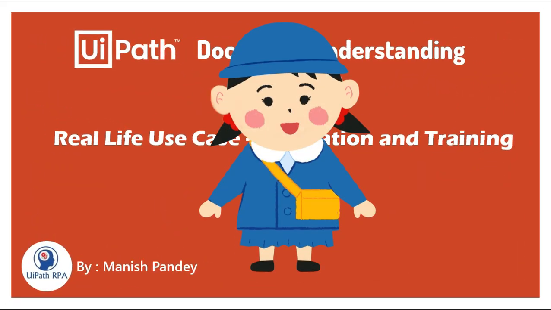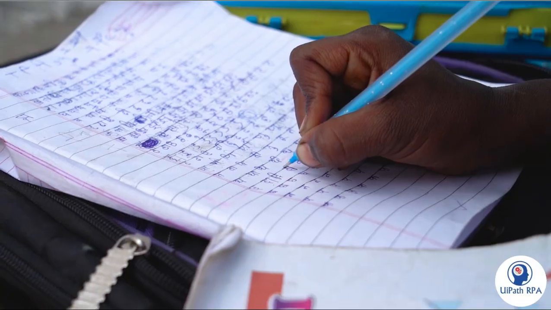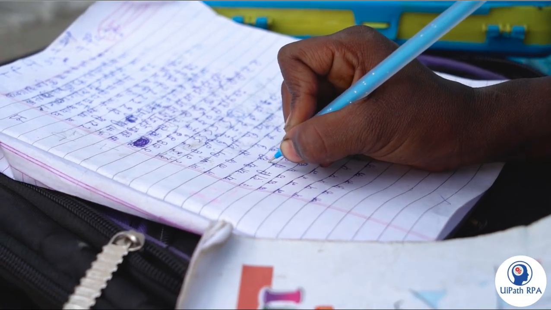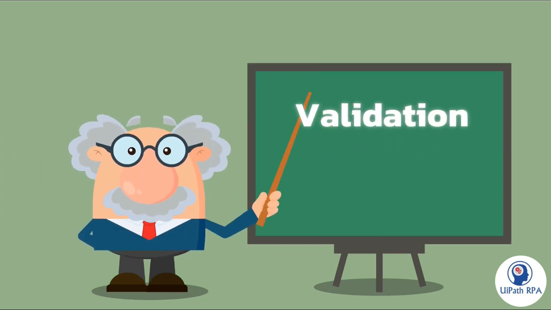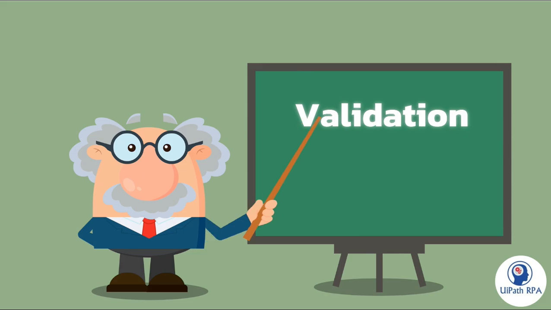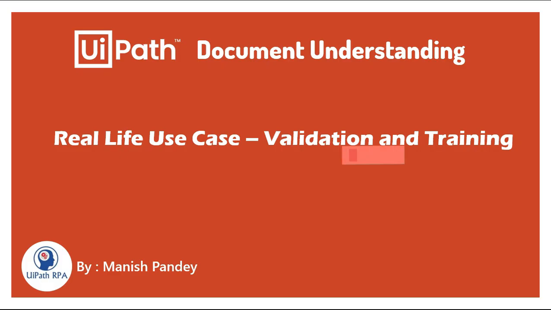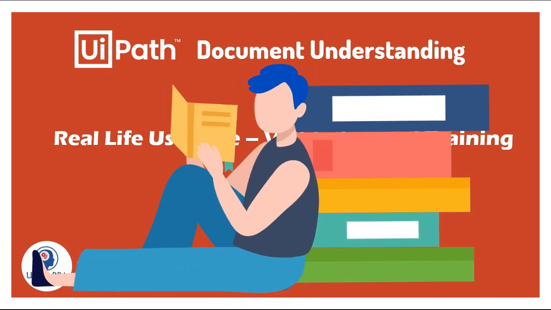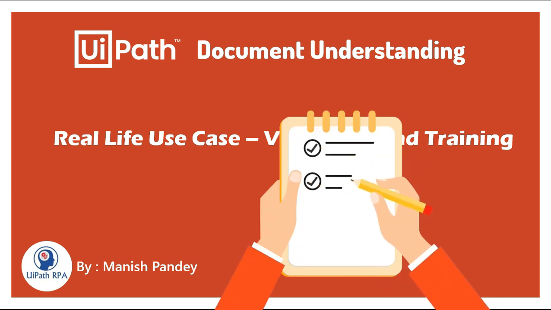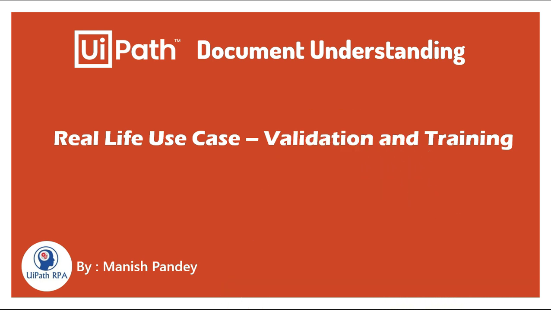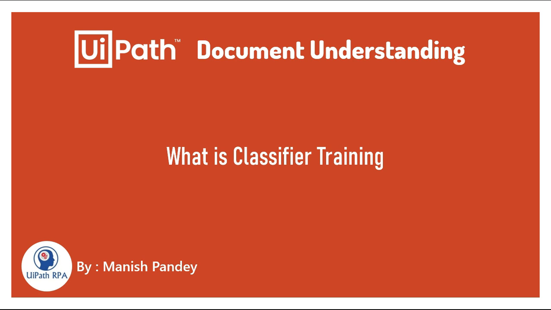Let's say a student keeps writing the wrong answer in a test and the teacher corrects it during revision. That's like validation. Correcting those mistakes is validation. But unless the student studies and remembers those corrections, they will repeat the same mistake again and again. Now let's understand what classifier training is.